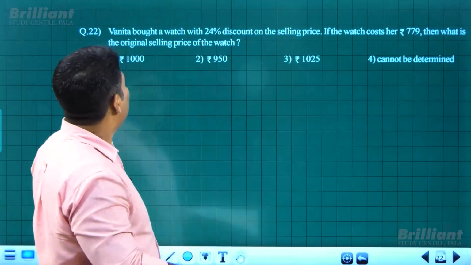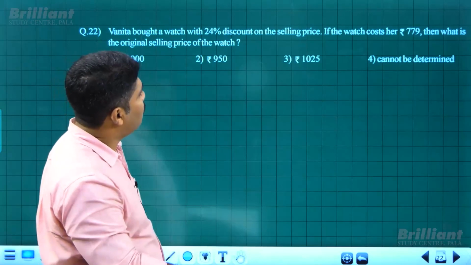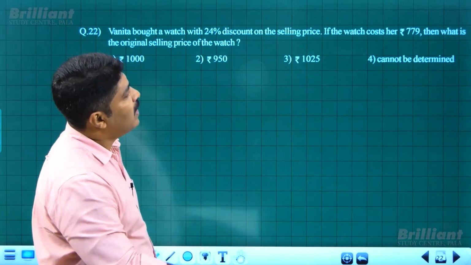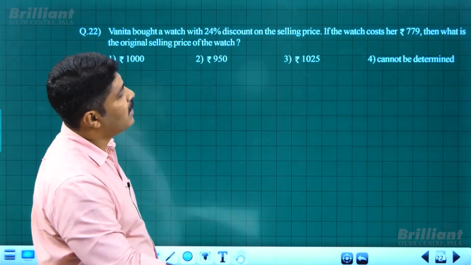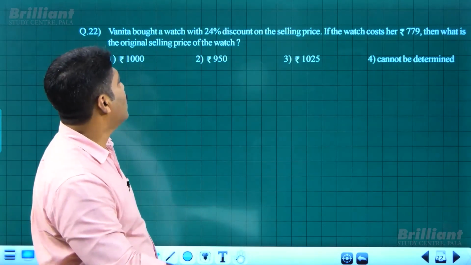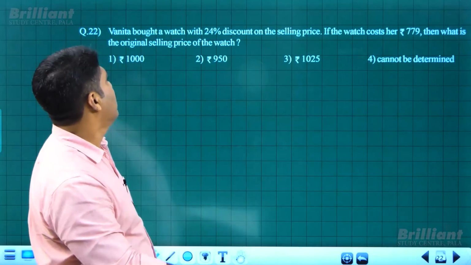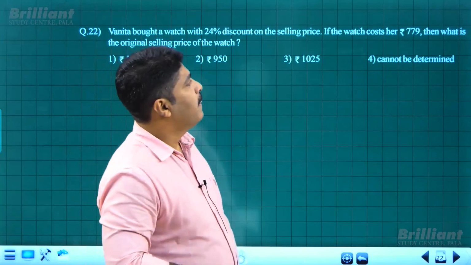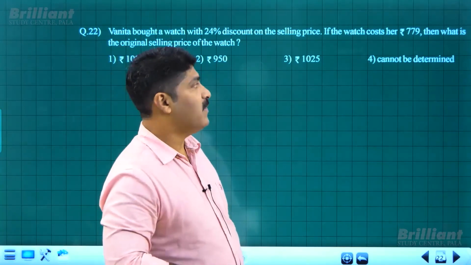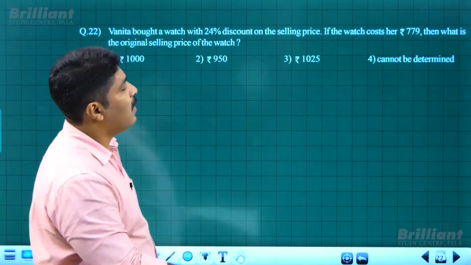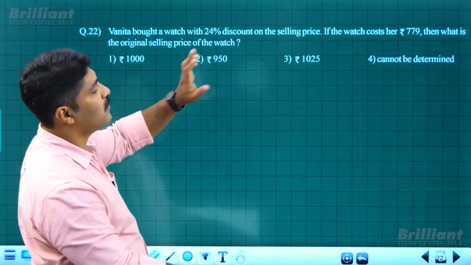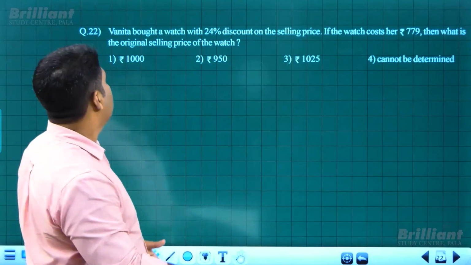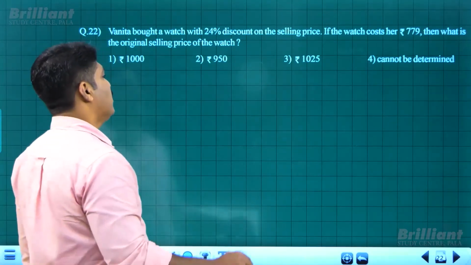Then the next question. Vanitha bought a watch at a 24% discount on the selling price. If the watch cost her rupees 779, then what is the original selling price of the watch? There is a discount of 24% on the selling price and she paid only 779. Then what is the original selling price of the watch?